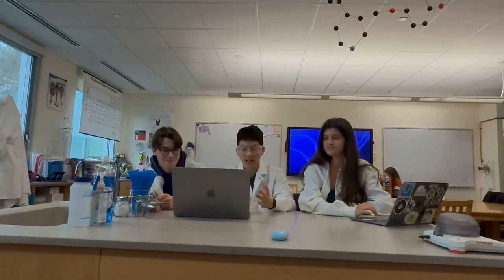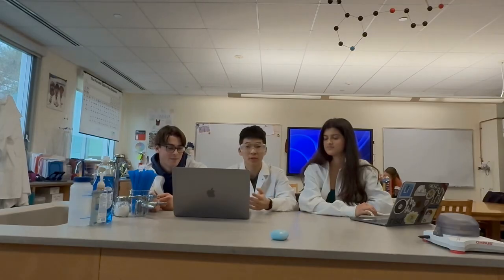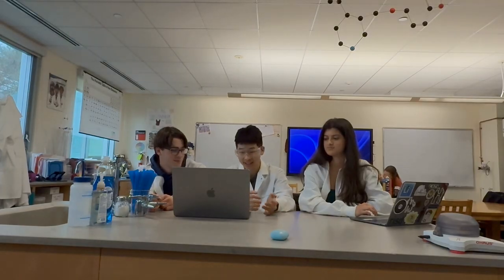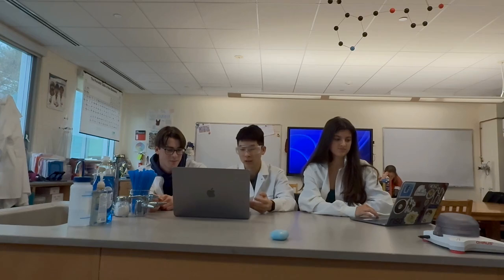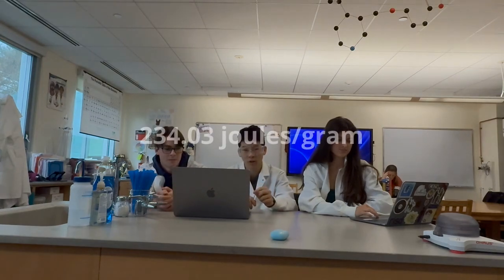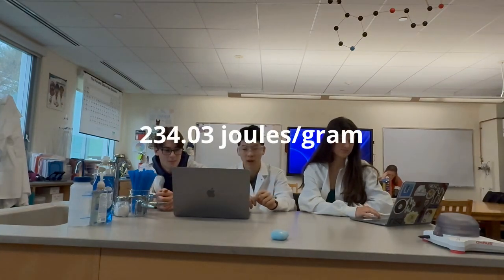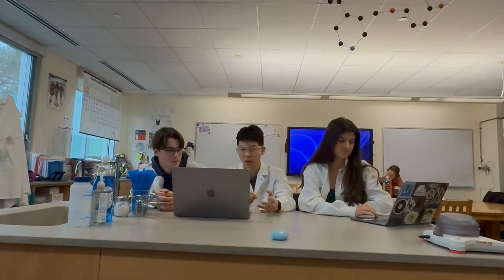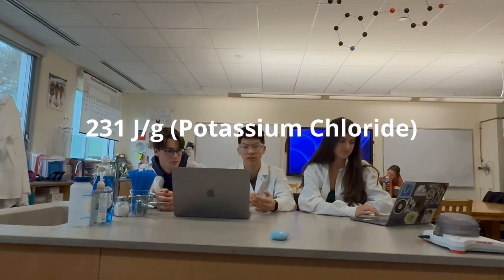It was hypothesized that potassium chloride was the mystery substance that killed Ezra, since the average enthalpy of heat was calculated to be 234.03 joules per gram, which was closest to 231 joules per gram, which is the enthalpy of heat for potassium chloride.